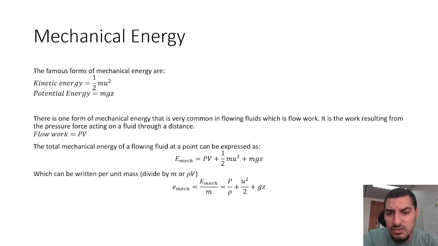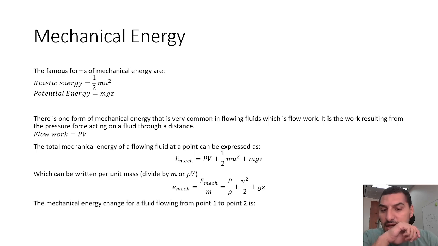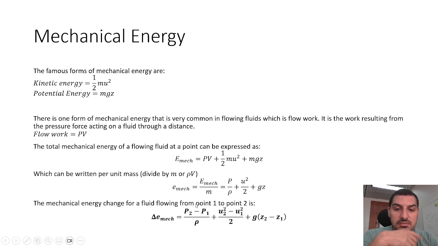So this is the total energy of the fluid. Now there is one other thing we can do using this equation. If we have two points of the same fluid, and the fluid is transferring from point 1 to point 2, we can get the difference in energy between the two points by subtracting the energy at point 1 from the energy at point 2. So it's (P2 minus P1) over rho plus (U2 squared minus U1 squared) over 2 plus g(Z2 minus Z1). This is the change or the difference in the mechanical energy.